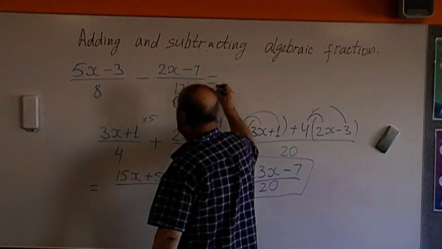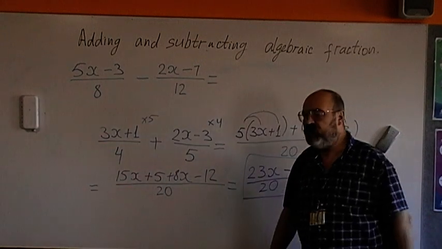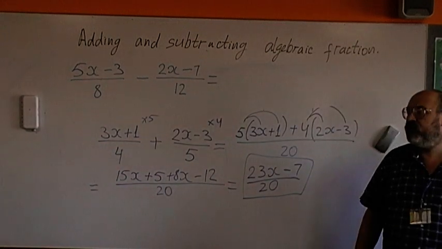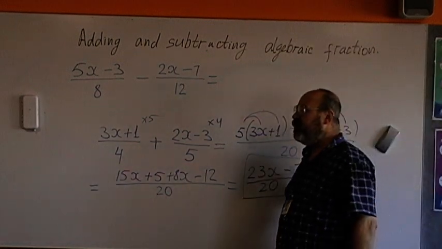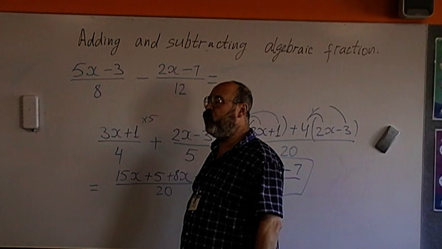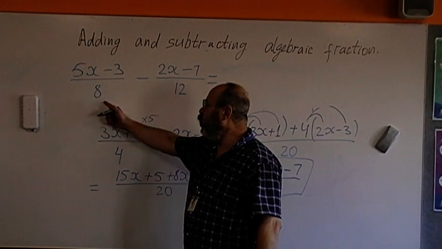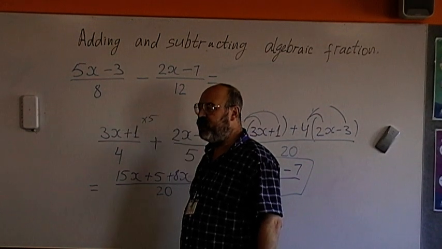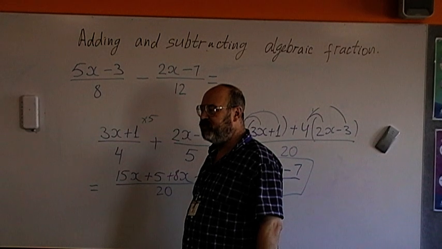Now, what is the common denominator between 8 and 12? 24. Yes. There always is a common denominator. We always need to find a common denominator. Times them together. The lowest common multiple between 8 and 12 is 24.